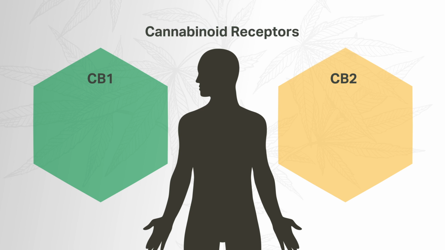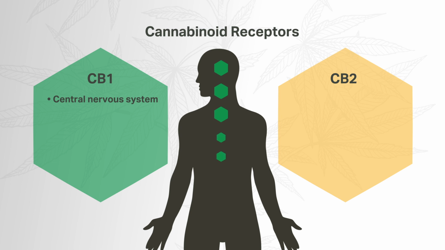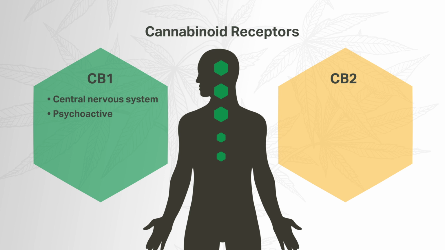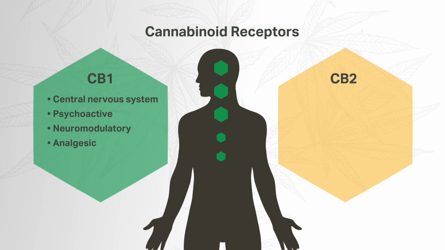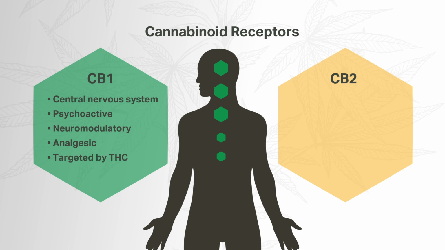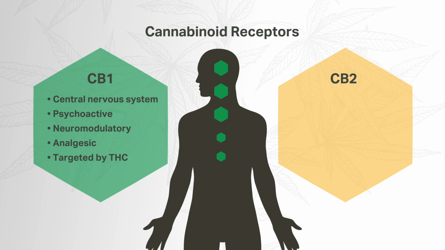CB1 receptors are mostly located in the central nervous system, or CNS, and those receptors are primarily responsible for psychoactive, neuromodulatory, and analgesic properties of the cannabinoid system. These are the receptors which are specifically targeted by THC, the psychoactive component of cannabis. And you can find them in the brain, in fat cells, liver cells, and musculoskeletal tissues.